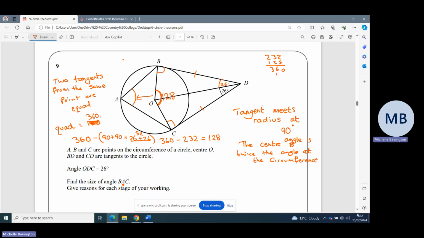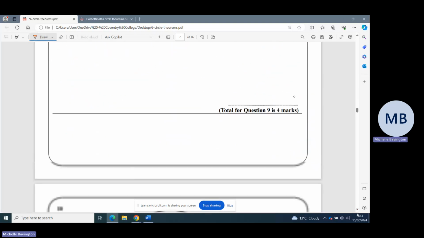So the center angle is twice the angle. So I'm going to put it here. 128 divided by 2 equals 64. 64, 128, yeah. So that answer is 64. So we had a lot going on there, but everything you know, it all. Yeah. Right, let's have a look at our next one.